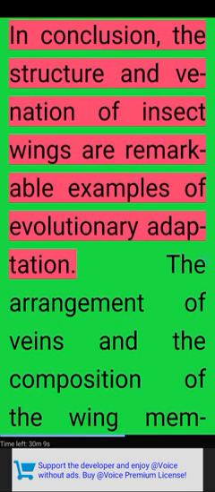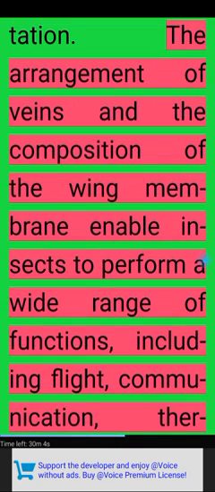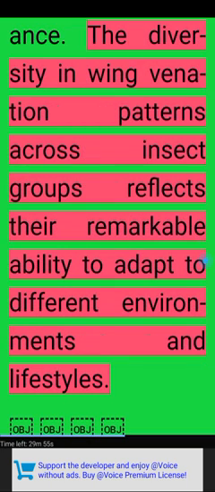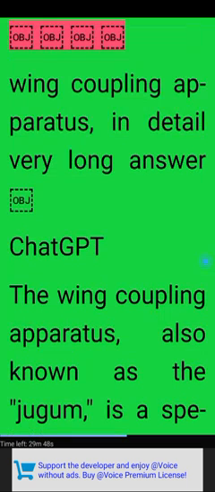In conclusion, the structure and venation of insect wings are remarkable examples of evolutionary adaptation. The arrangement of veins and the composition of the wing membrane enable insects to perform a wide range of functions, including flight, communication, thermoregulation, and predator avoidance. The diversity in wing venation patterns across insect groups reflects their remarkable ability to adapt to different environments and lifestyles.